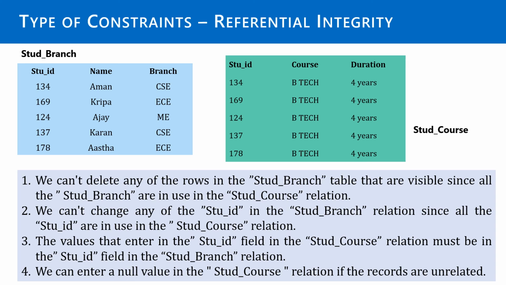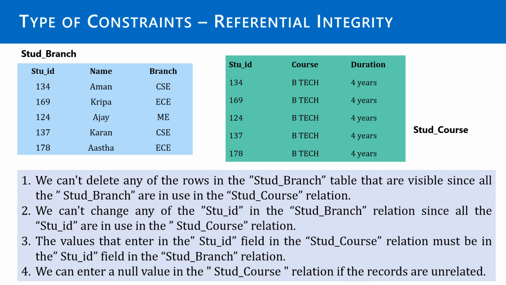The first rule says that we cannot delete any of the rows in the student branch table that are visible, since all the student IDs are in use in the student course relation. By looking at the two relations, each table has 5 tuples with the same student ID. So we cannot delete any of the rows from the parent table if they are there in the related table, student course.